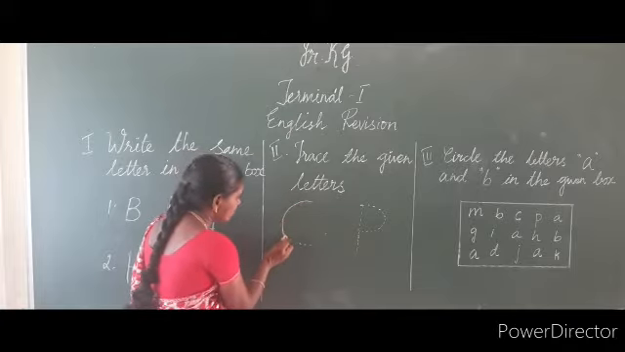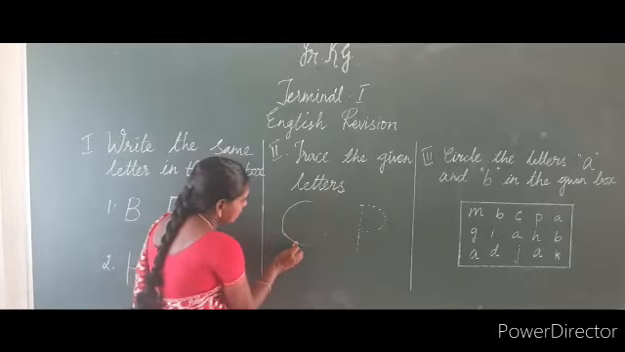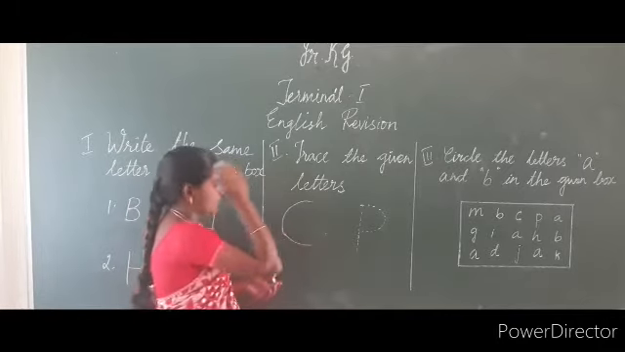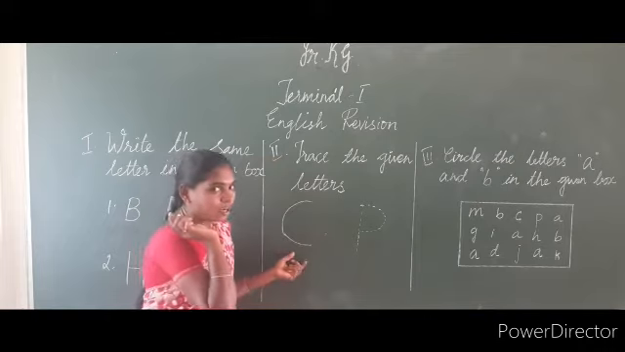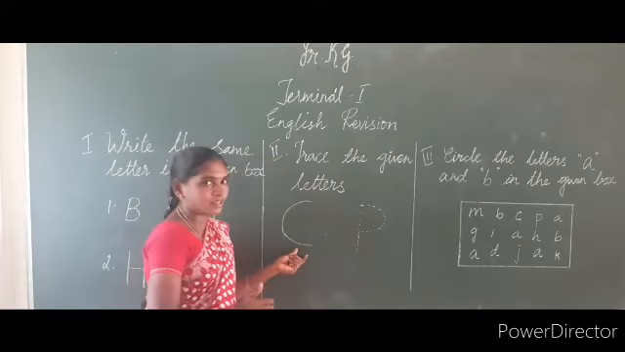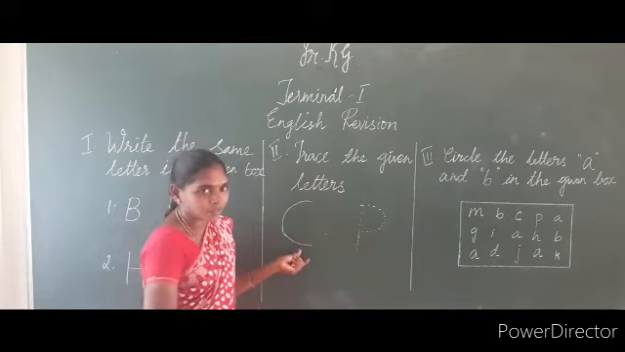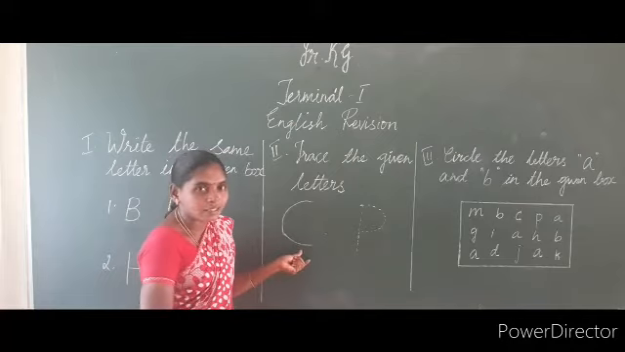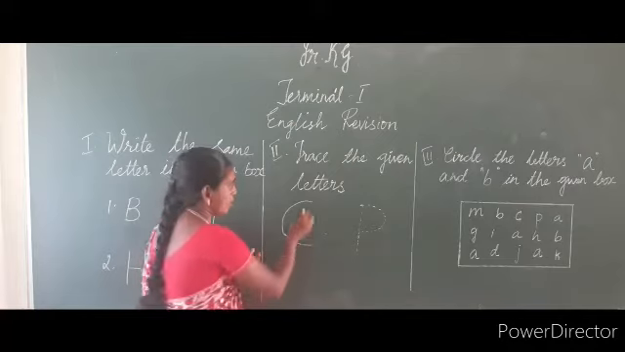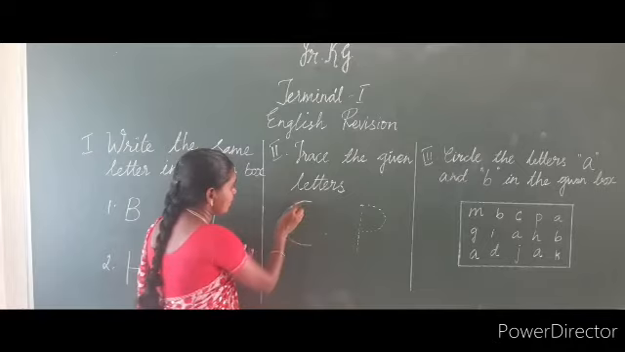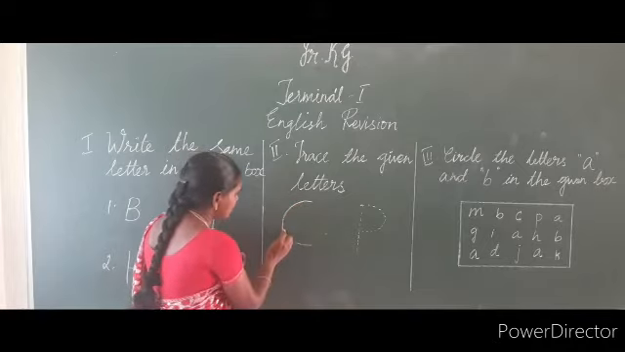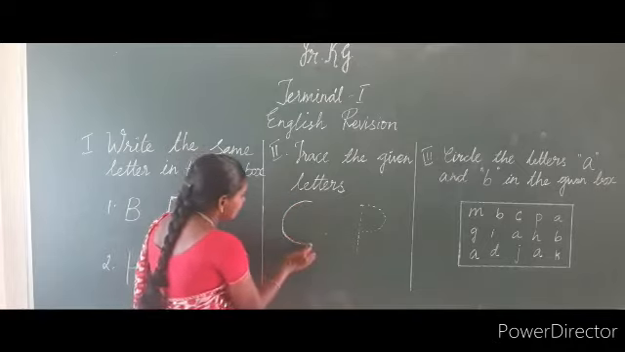Join the dots like this. Can you find the letter now? What is it? It is letter C. So you have to join the dots and make the letter C.